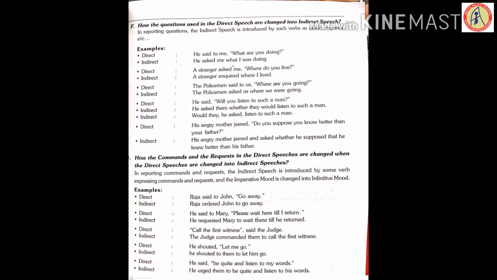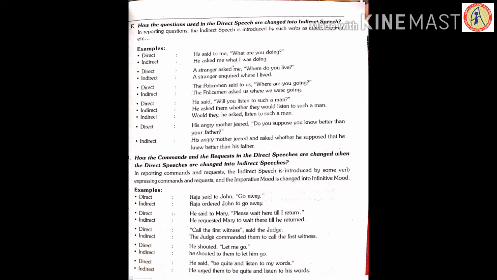He said, "Will you listen to such a man?" He asked, for a yes or no type question, if or whether they would listen to such a man. So if direct questions begin with WH or HOW, they follow with the WH word, whereas if it is given with the yes or no type, like do form, have form, then it should be changed into if or whether. Now the requests or commands.